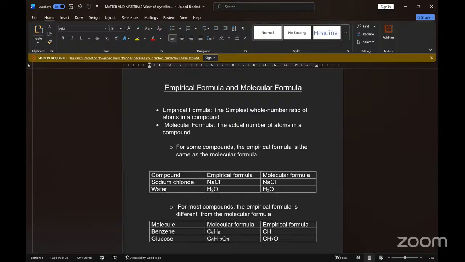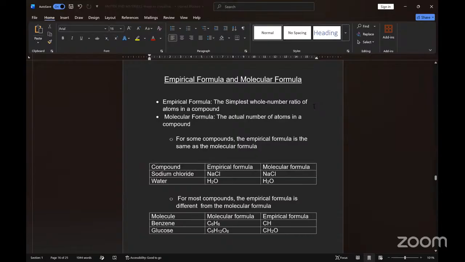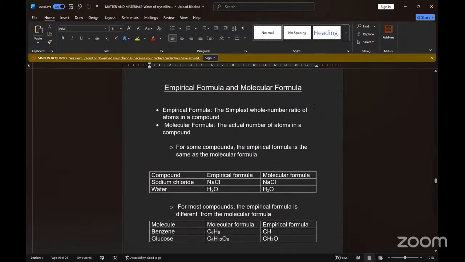Today's lesson is going to be on empirical formula and molecular formula. After that, we'll talk about concentration and also talk about percentage yield. But the bulk of what we are going to do would be with respect to empirical and molecular formula.